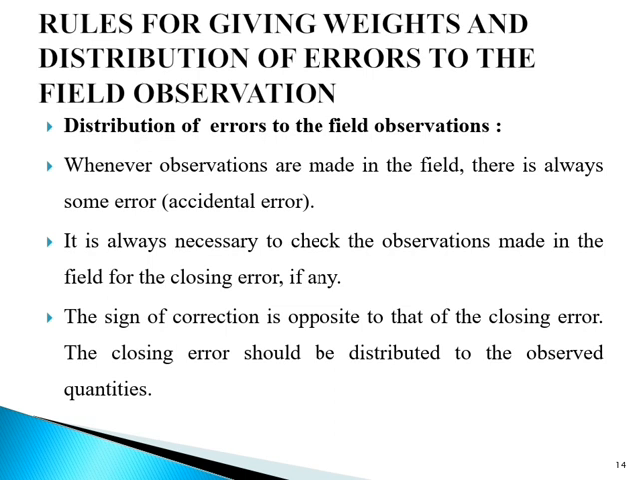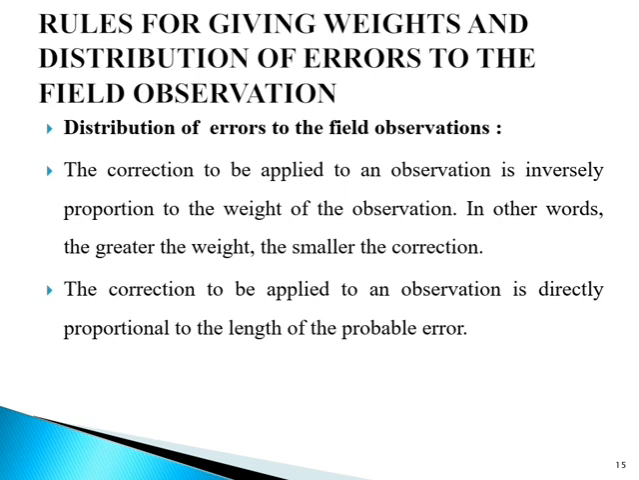For example, the sum of the angles observed at a central triangulation station should be 360 degrees. If the sum is not equal to 360 degrees, the error should be distributed to the observed angles after giving proper weightage to the observations. So the following rules should be applied for distribution of errors.